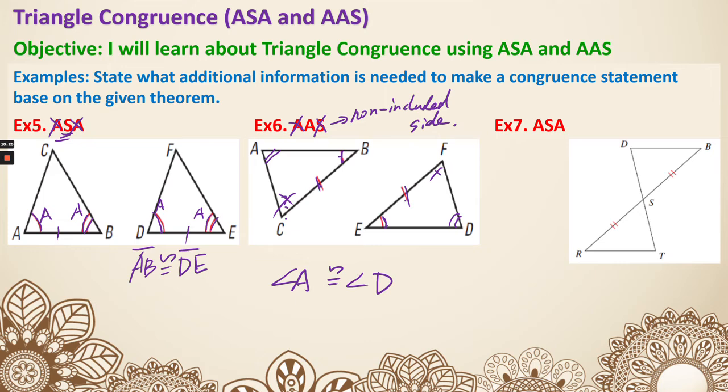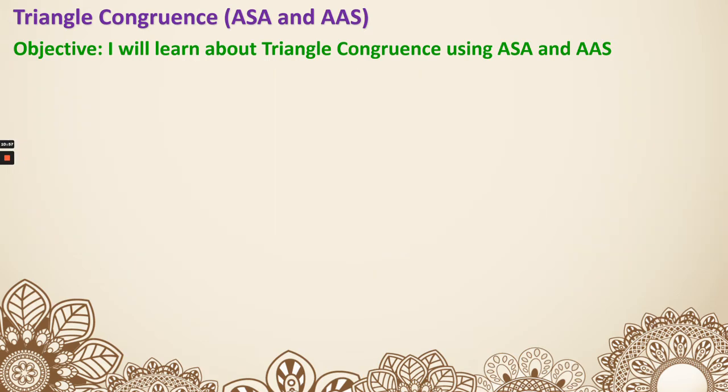Okay, next, example 7. ASA. Don't forget vertical angles, automatically we have the A, perfect. And then S, that's the side that is the same. I mean, not shared, that's the side that is the same. And now we need the angle to make sure the side is included. That would be right here, these two angles. So angle R is congruent to angle B. That is example 7. Let's move on to the last bit of the lesson.